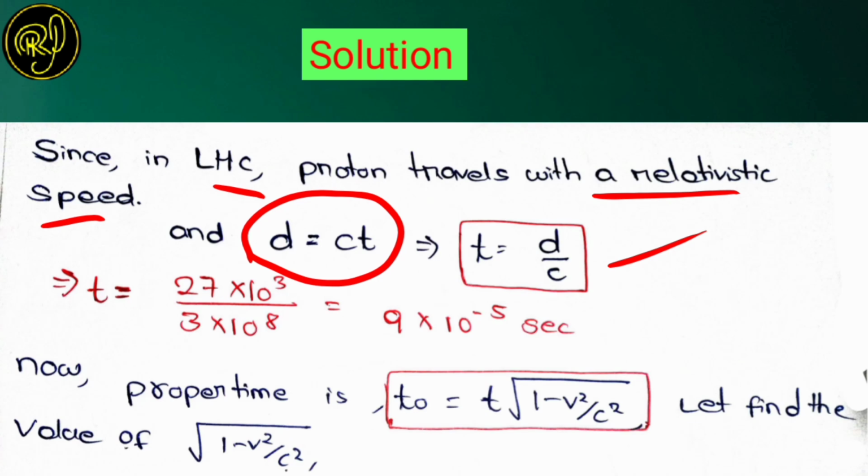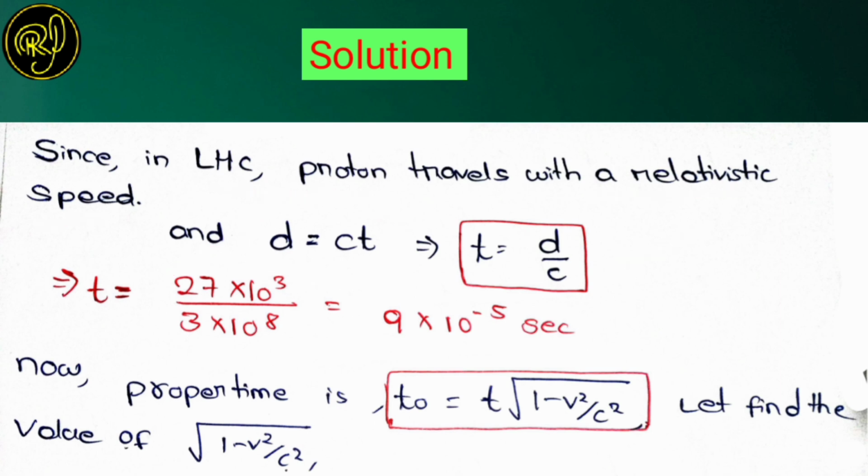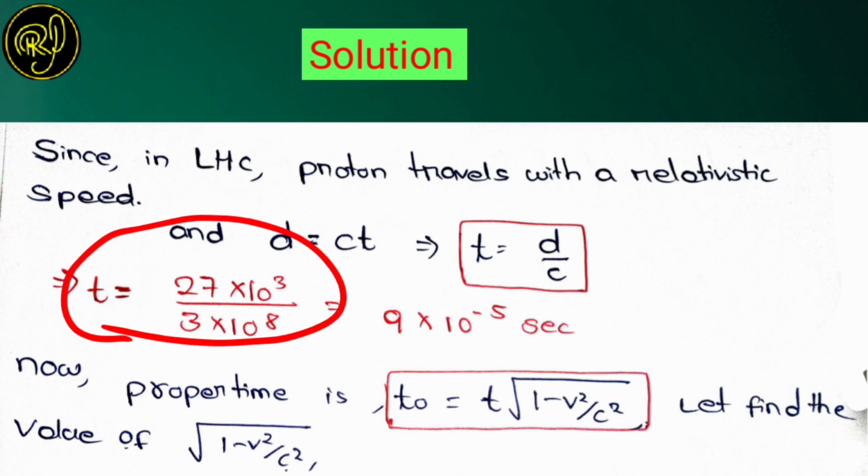If we convert 27 kilometer into meter, then we write 27 into 10 to the power 3 meter. Now the speed is 3 into 10 to the power 8 meter per second, hence time is equal to 27 into 10 to the power 3 divided by 3 into 10 to the power 8, which is equal to 9 multiplied with 10 to the power minus 5 seconds.